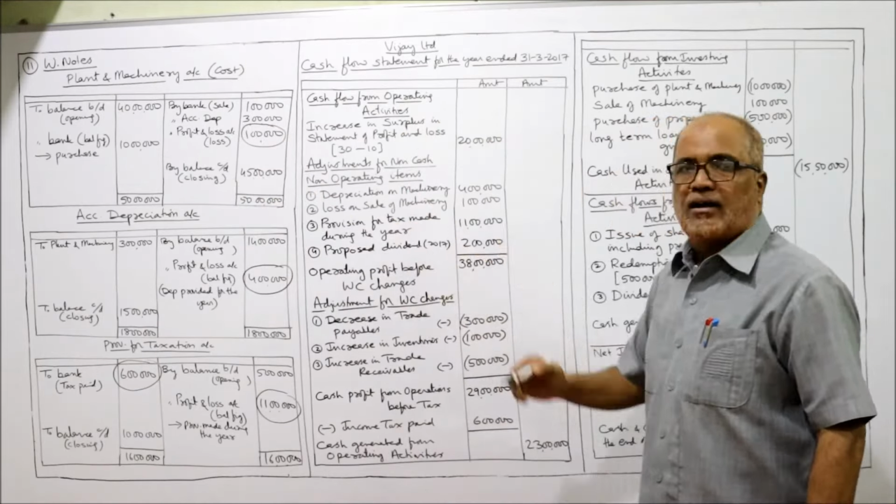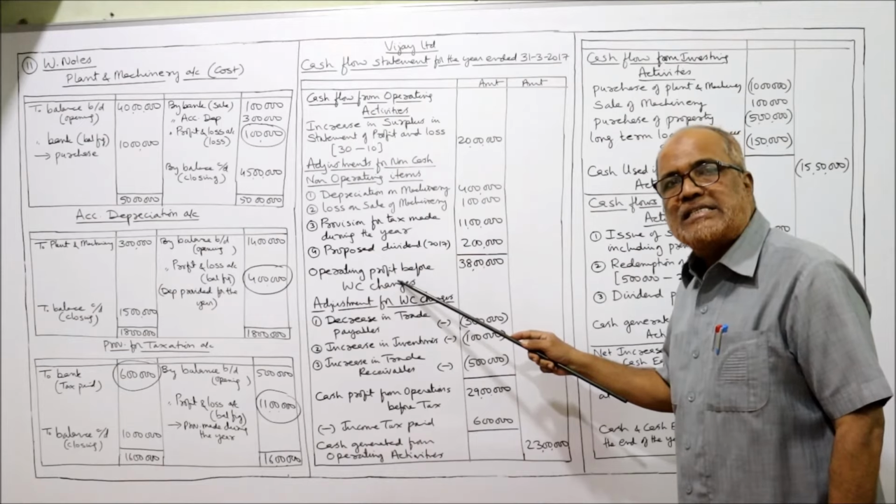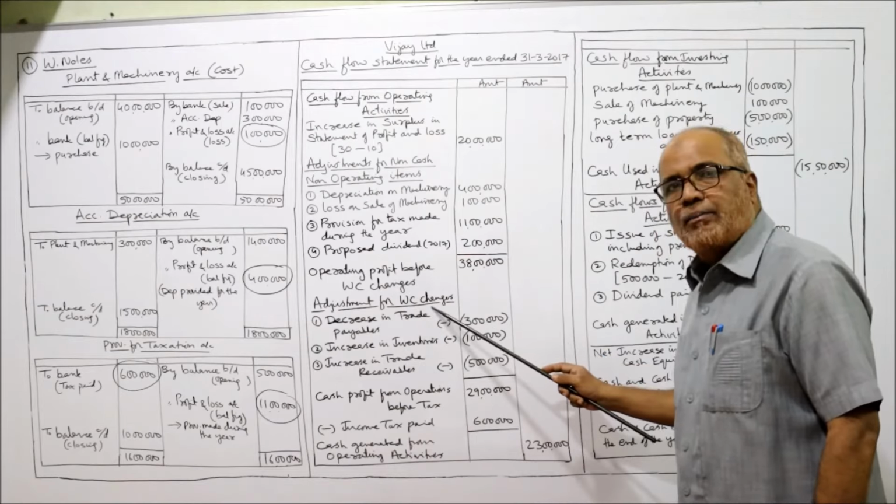These are the non-cash, non-operating items you have to remember. Now add up all these, you'll get 38 lakh. This is the operating profit before working capital changes. Now adjustment for working capital changes.